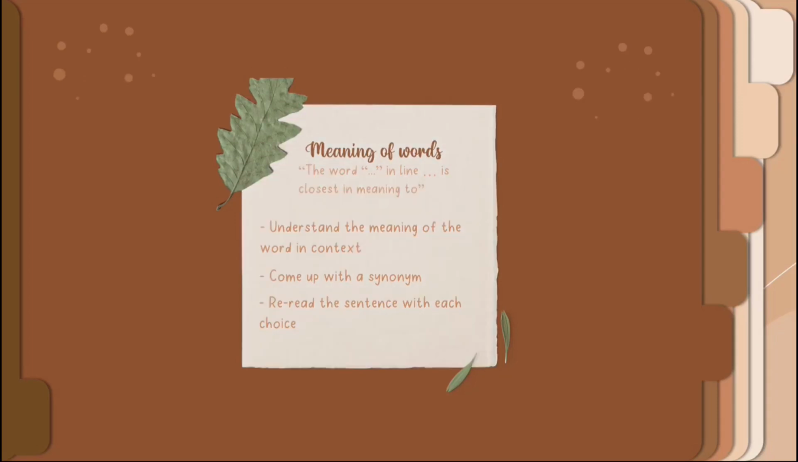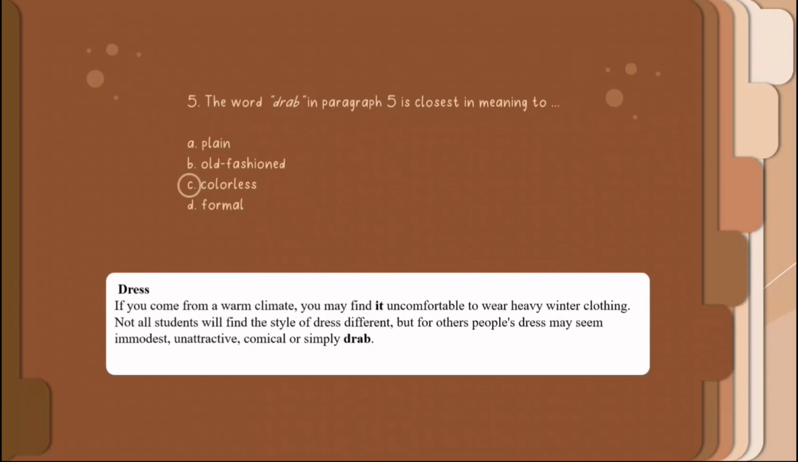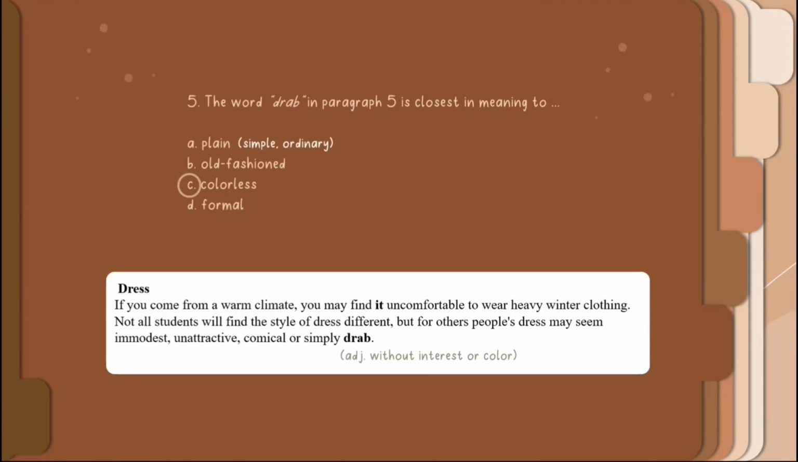And with that, question 5, the answer is C. So the word wrap in context means without interest or color. So it is the closest in meaning to colorless, while plain is simple, ordinary. Old-fashioned means not modern, no longer fashionable. And for D, formal is suitable for official or important occasions.